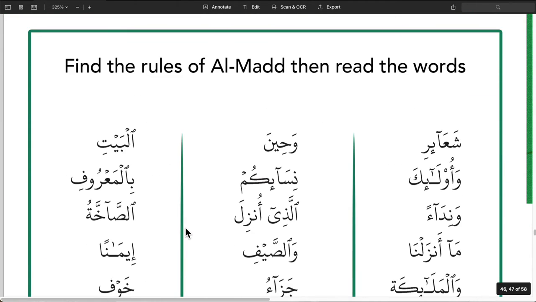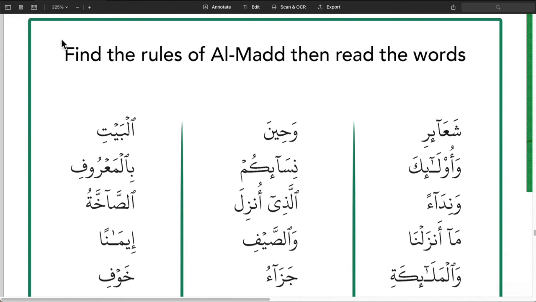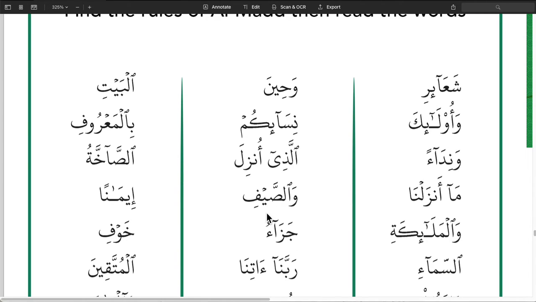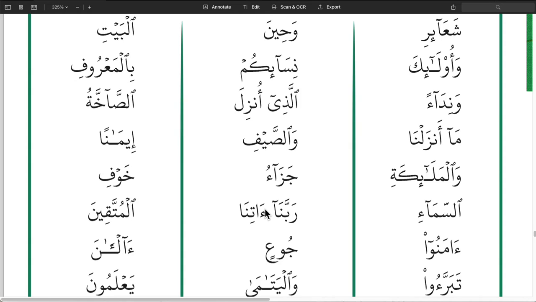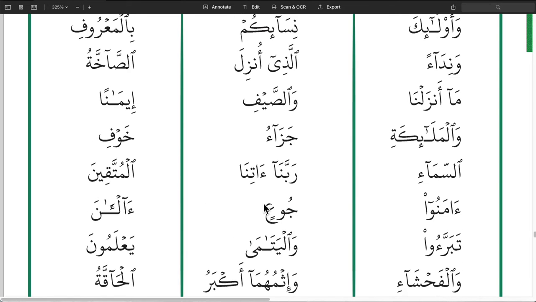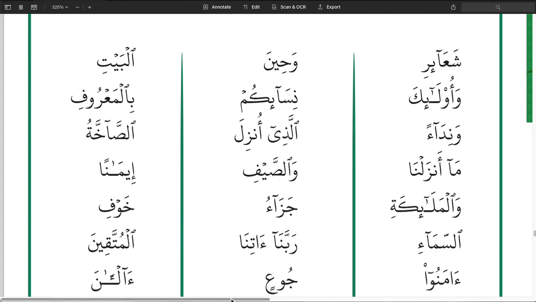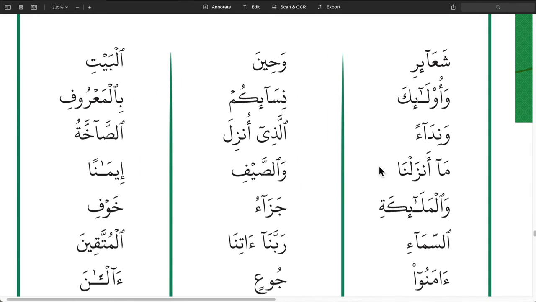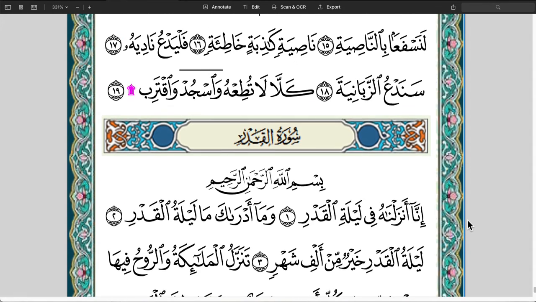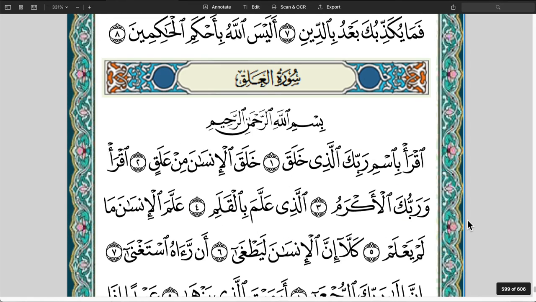Moving on, exercise. So find the rules of mad, then read the words. Okay, so I will leave this for you. If you can send me the recording for this whole page, inshallah. So let's analyze inside the Quran all the rules that we already mentioned.